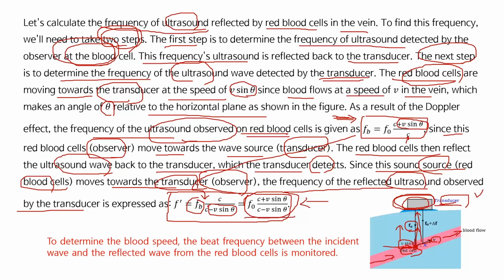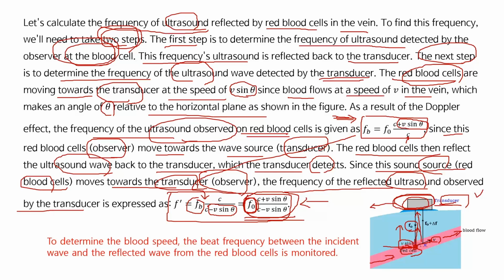So this is the frequency observed by the transducer, which is the reflected ultrasound from the blood cell. And here F0 is the frequency of the ultrasound from the transducer.